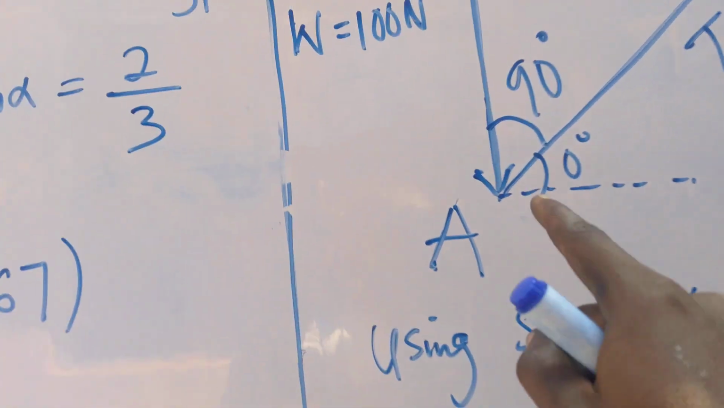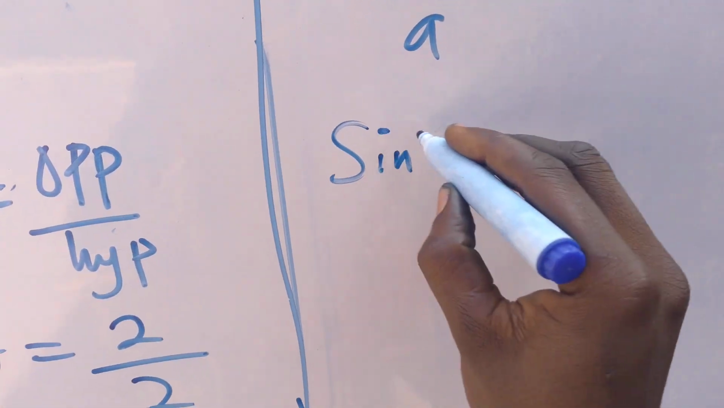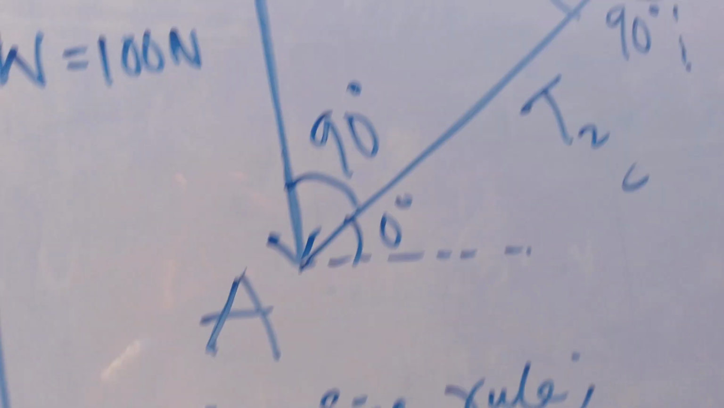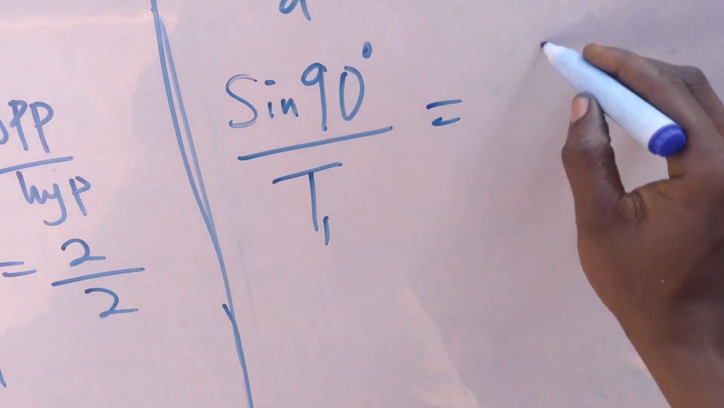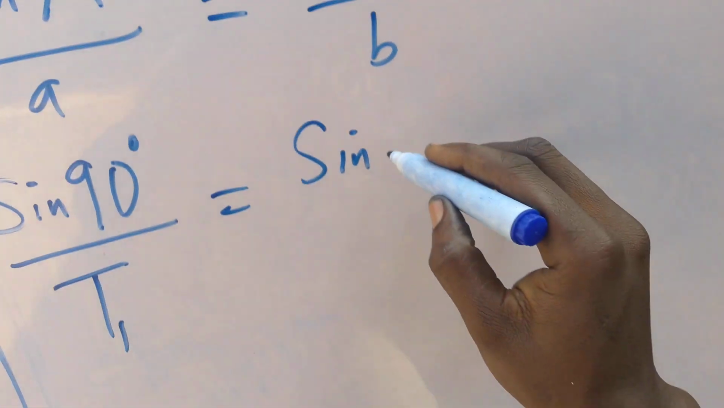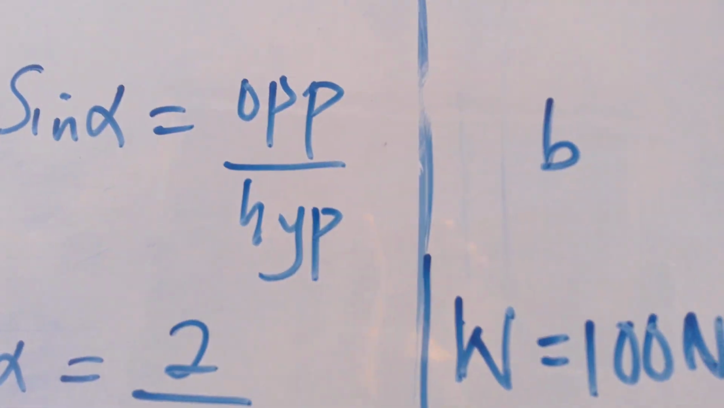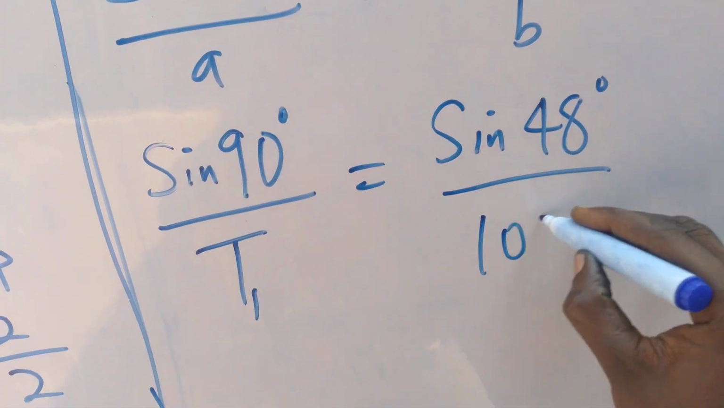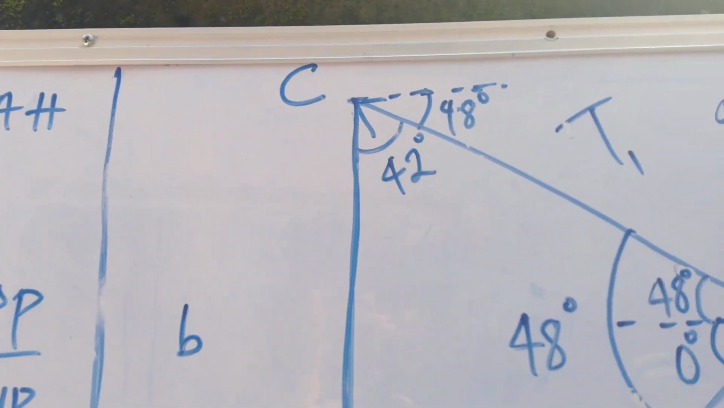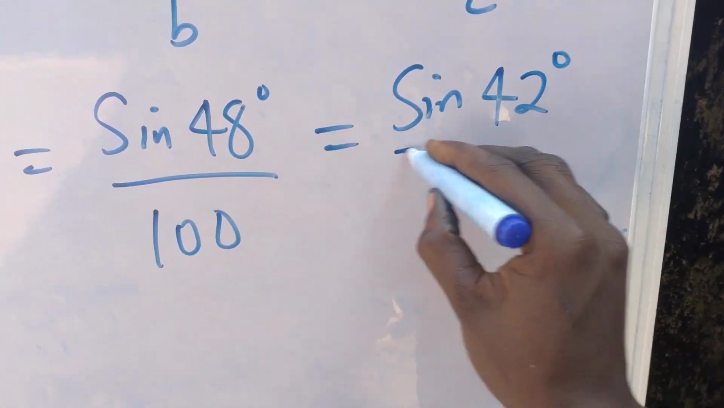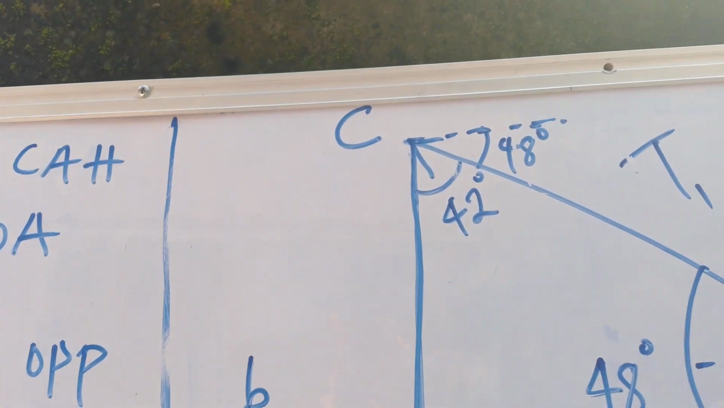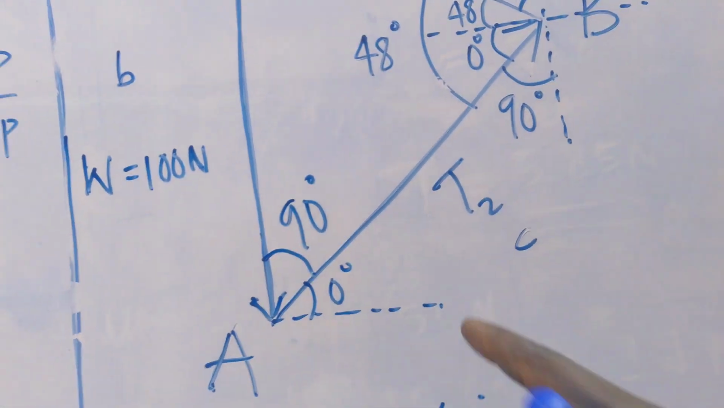So angle at A is 90 degrees, so this is sine 90 degrees over small a, which is tension T1. T1 equals sine, angle at B is 48 degrees, so sine 48 degrees, and small b is 100 Newton, that is the weight of the body. Then angle at C is 42 degrees, sine 42 degrees, and small c is tension T2.